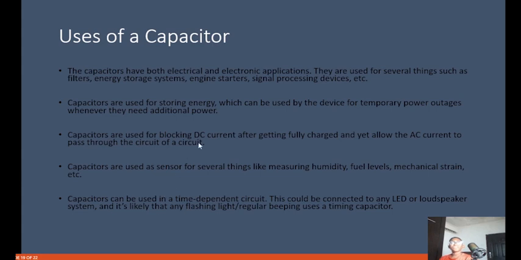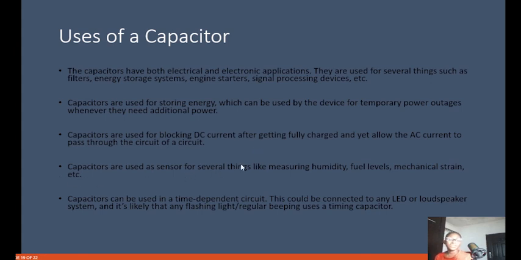What are the uses of a capacitor? The capacitor has both electrical and electronic applications. They are used for several things, such as filters, energy storage systems, engine starters, signal processing devices, etc. Capacitors are used for storing energy, which can be used by the device for temporary power outages whenever they need additional power. Capacitors are used for blocking DC current after getting fully charged, and yet allow the AC current to pass through the circuit.